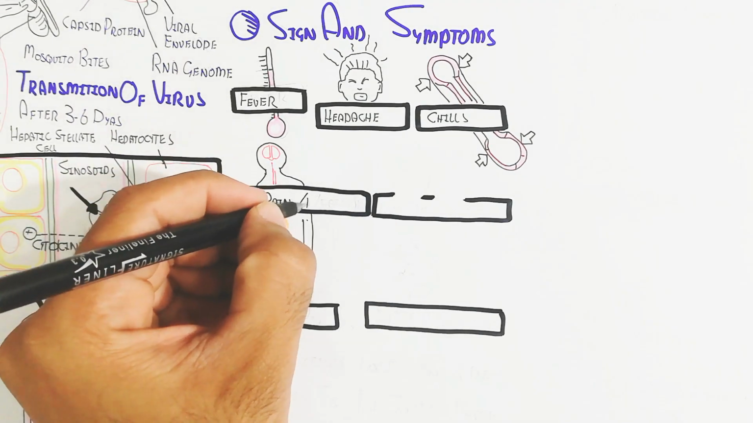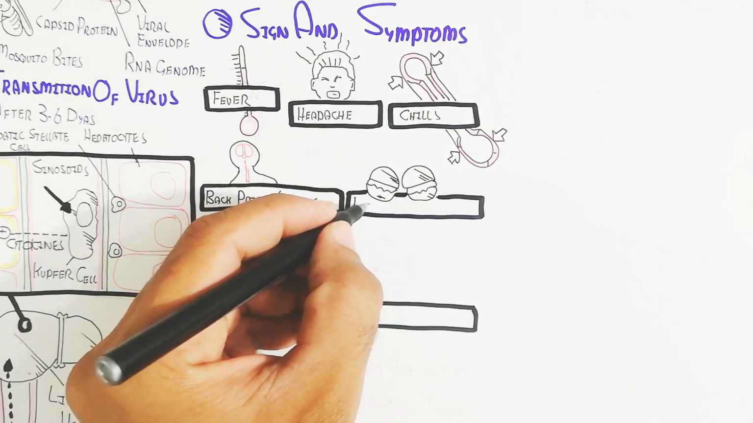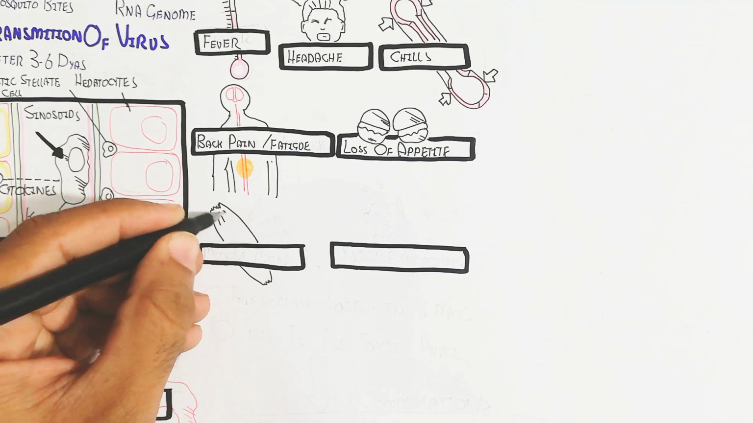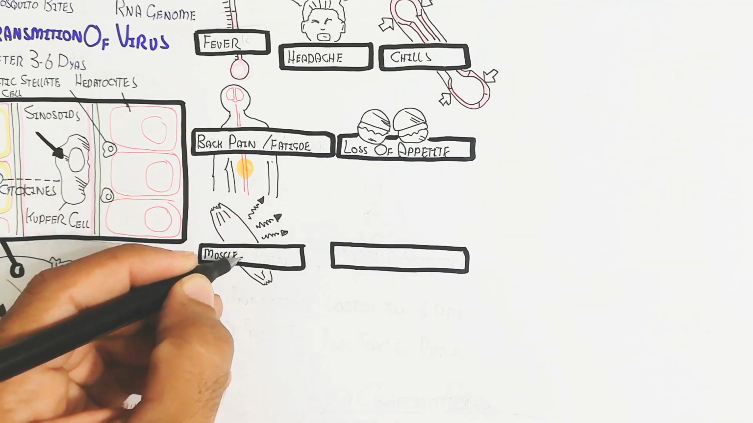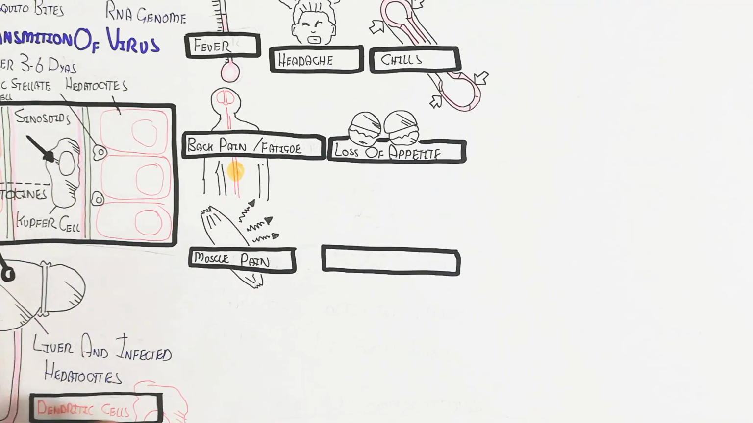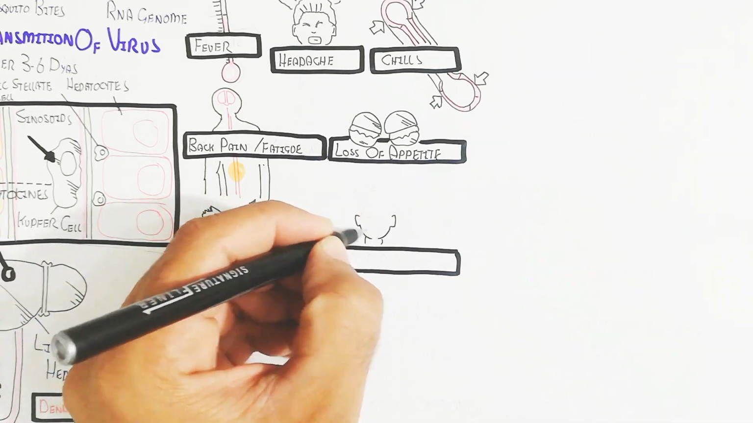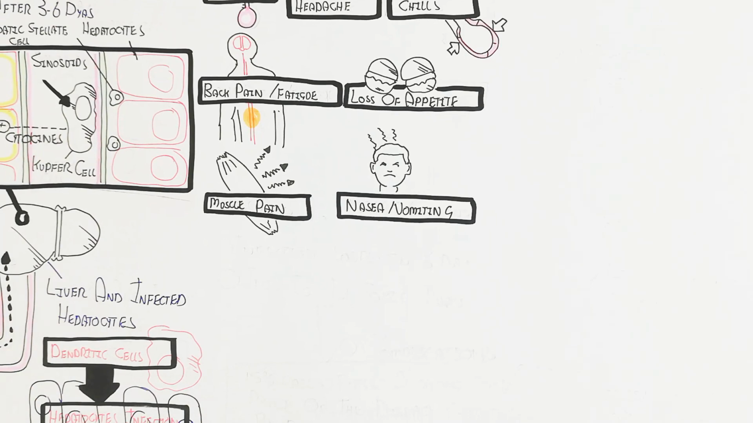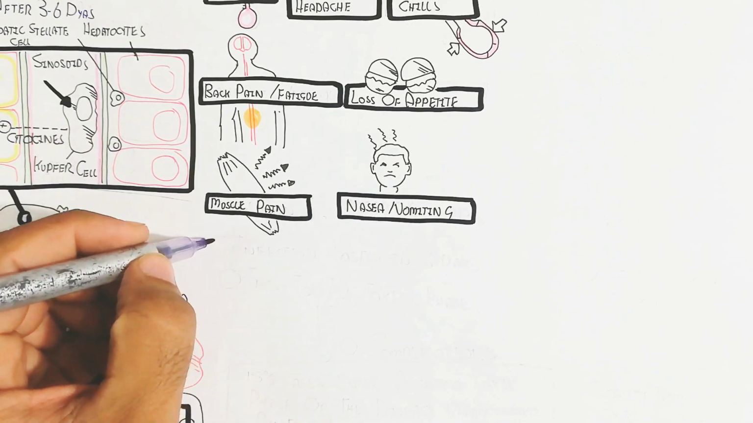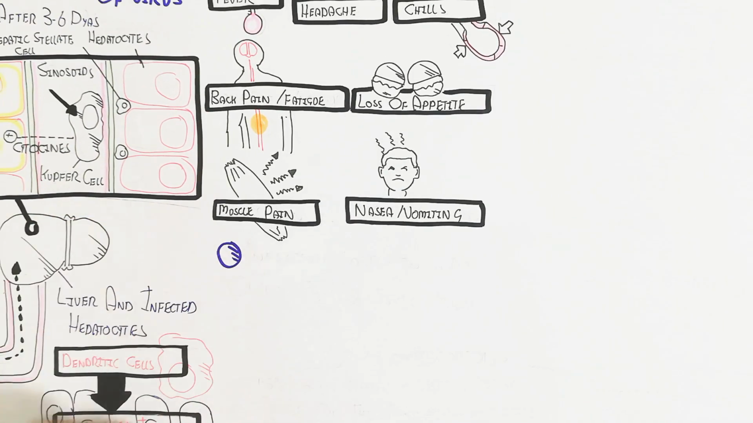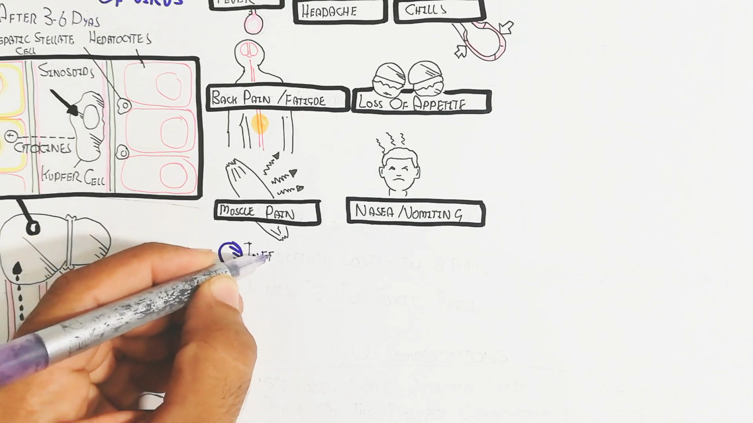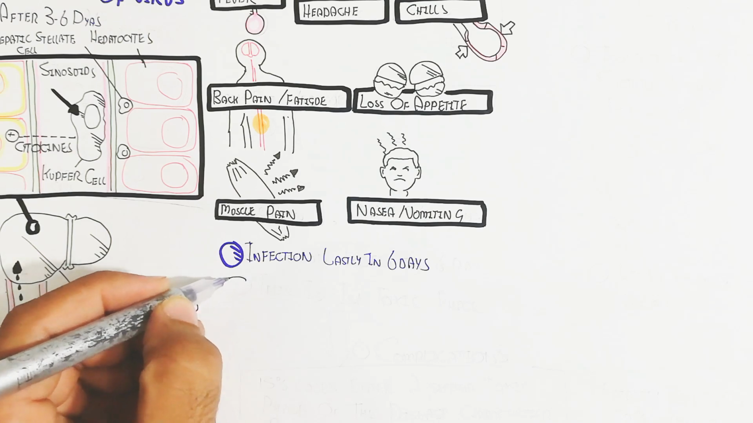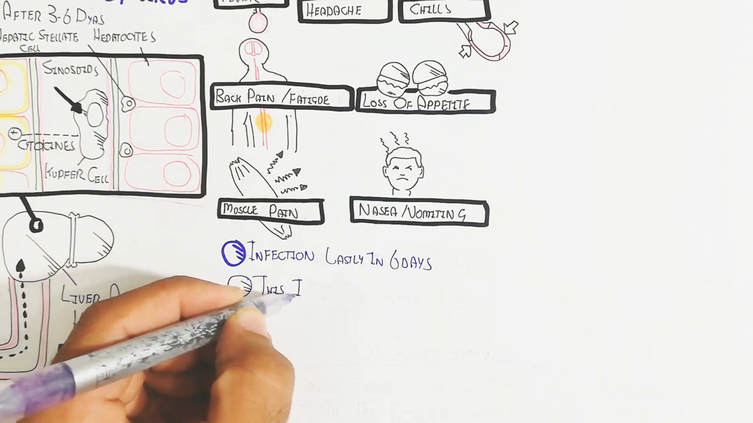because the peripheral organs will be cold. Back pain and fatigue will occur, along with loss of appetite, muscle pain and muscle itches, and nausea and vomiting, which are caused by the dysfunction of the enzymes due to the fever. The increased fever will lead to nausea and vomiting due to the dysfunction of the enzymes in the digestive system, causing indigestion of the food. So the infection lasts 6 days.